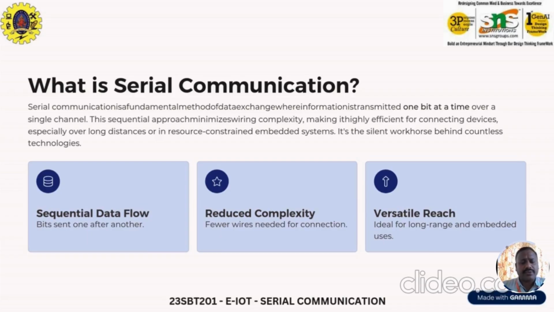Here, serial communication states how the data will be exchanged, how the information will be transmitted in a particular time over a single channel. This thing is very important. For this sequential process, it minimizes the wiring complexities, and it is especially used for long distance communication with resource constrained embedded systems. So it's a silent workhorse behind countless technologies. It's very simple. It's the backbone of data transfer.